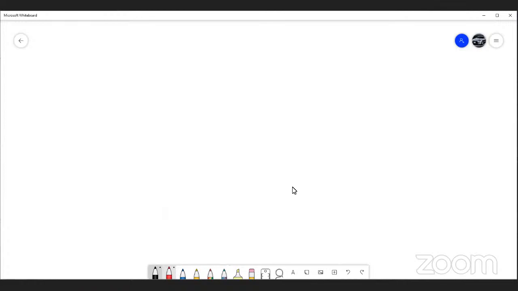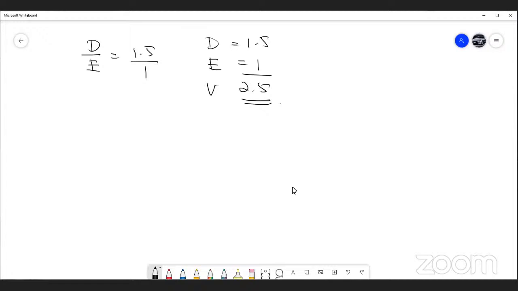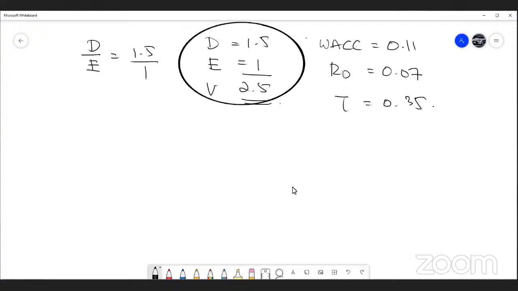Question 12 here, they're telling us Western Industry has a debt equity ratio of 1.5. The debt to equity ratio of 1.5 means, to further elaborate, debt 1.5, equity 1, total 2.5. Its WACC is 11%, and its cost of debt RD is 0.07, corporate tax at 0.35. These are the information given to you in the question. Of course, this is further derived. Initially, only this is given.